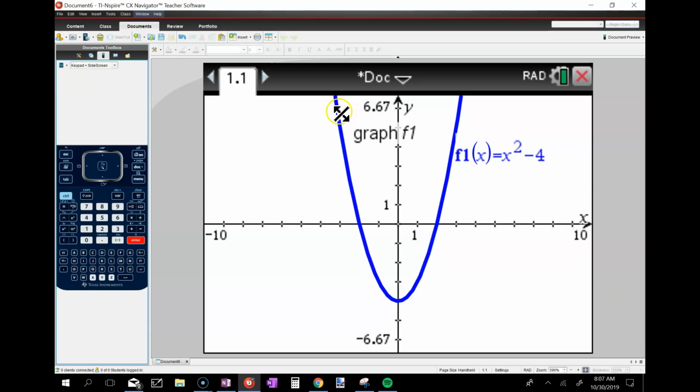I want greater than 0, right? So I want this piece and I want this piece, okay? What are the roots of this? 2 and -2, right? So do you guys agree?